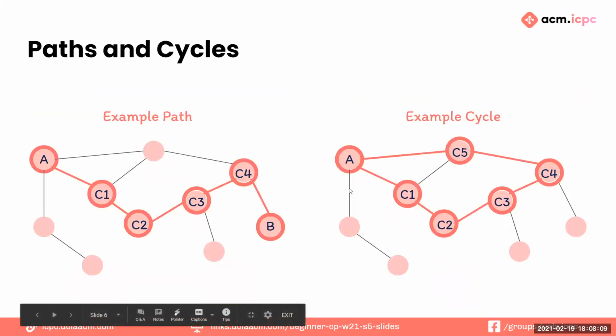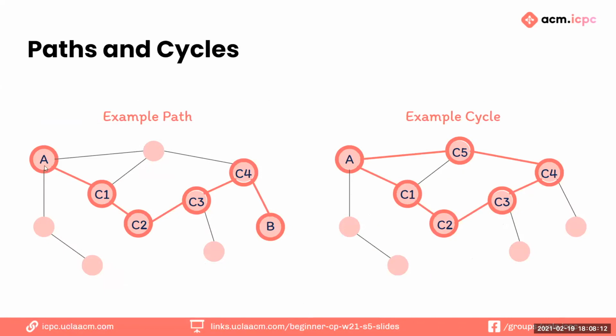And there's also the idea of paths and cycles. So a path from A to B is just a sequence of vertices in a graph that starts with A and ends with B. So for example, A, C1, C2, C3, C4 to B. And then a cycle is very similar. It's just a path where the starting node, I'm going to say node a lot, I prefer node over vertex, so the starting node is the same as the ending node. So A, C1, C2, C3, C4, C5, and then back to A. That's an example of a cycle. These are all pretty intuitive examples.